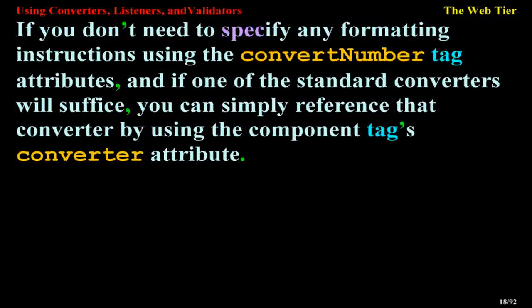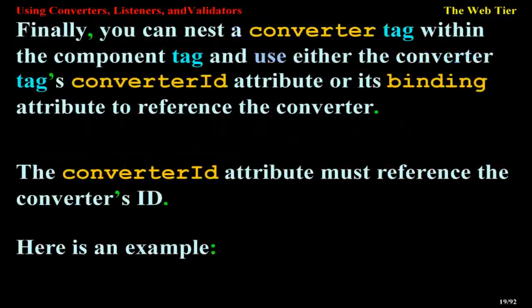If you don't need to specify any formatting instructions using the convertNumber tag attributes, and if one of the standard converters will suffice, you can simply reference that converter by using the component tag's converter attribute. Finally, you can nest a converter tag within the component tag and use either the converter tag's converterId attribute or its binding attribute to reference the converter. The converterId attribute must reference the converter's ID.